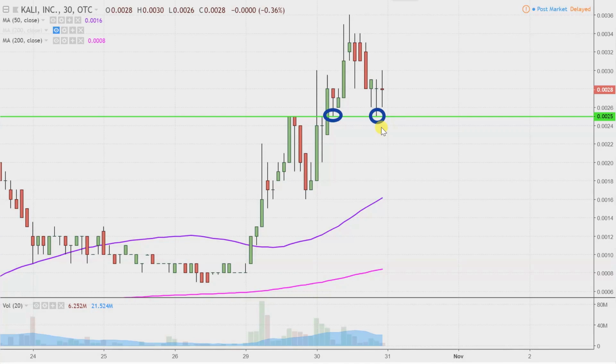Now, I'm saying ideal because that's not like a do or die level, meaning if the price falls below it, then the entire chart's ruined or anything like that. That's not what I'm saying. I'm just saying, preferably speaking, if the price can continue to hold above that level, that would certainly be a huge sign of power.